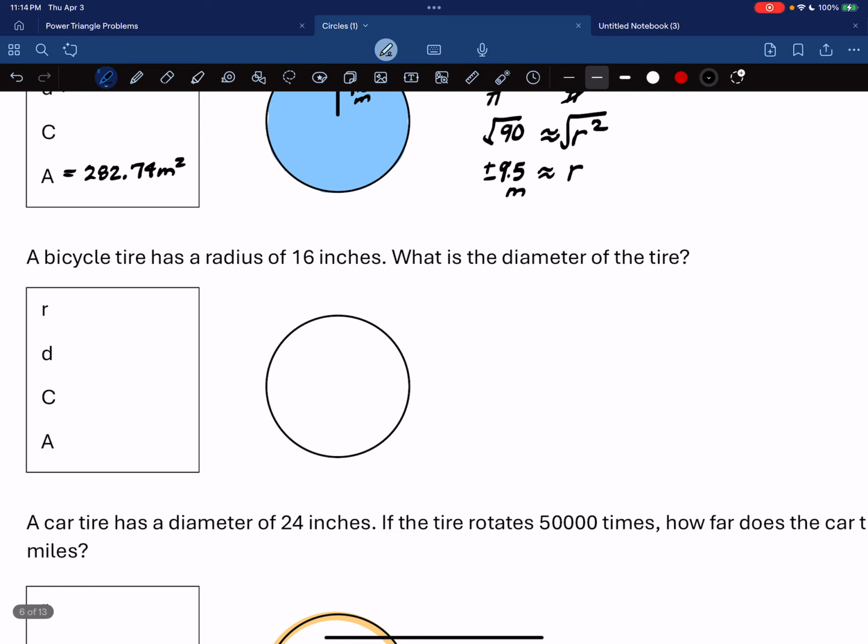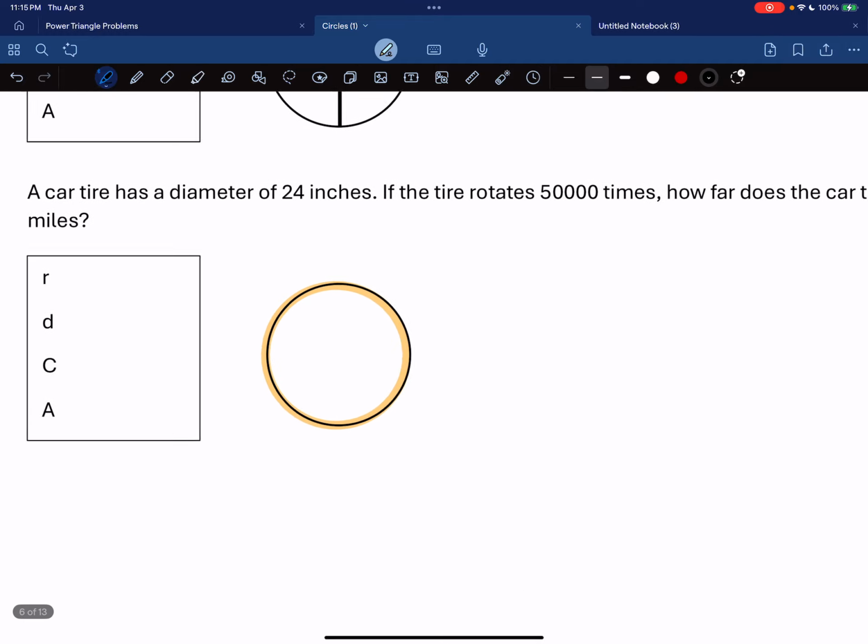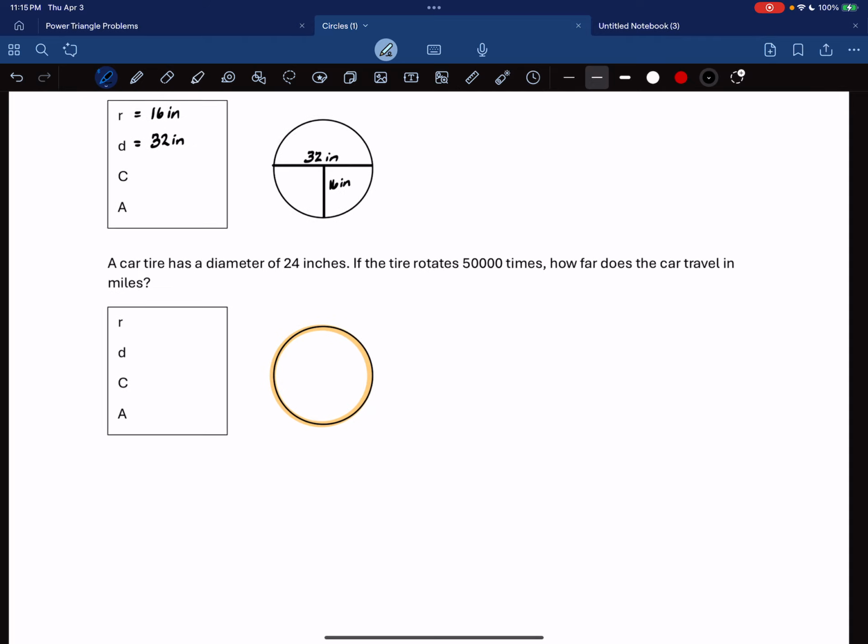A bicycle tire has a radius of 16 inches. It does not like to go that direction for some reason. What is the diameter of the tire? So all we have to do is double that 16, and that's going to give us 32 inches. We do not have to find circumference or area. We just had to find that one. So that one was an easier problem. And then they make up for it with this last one.